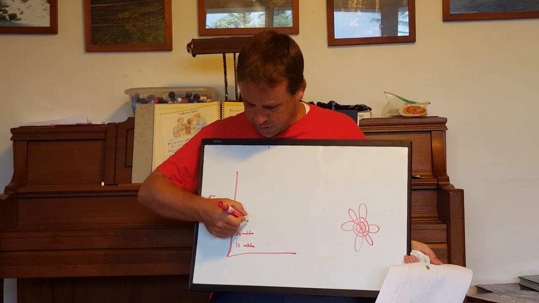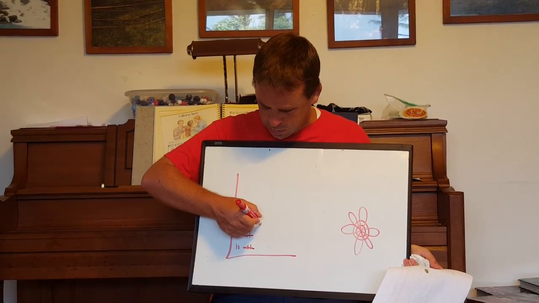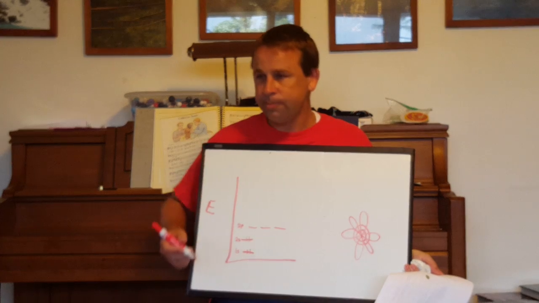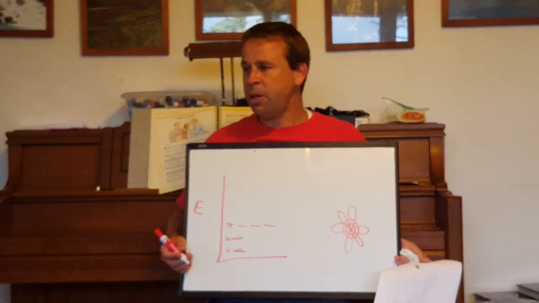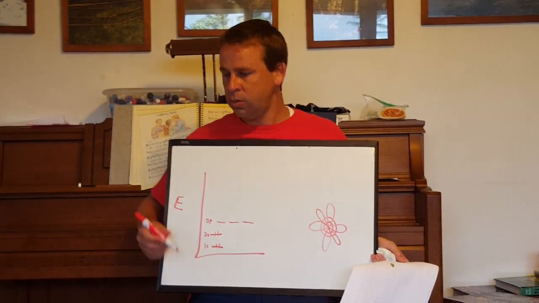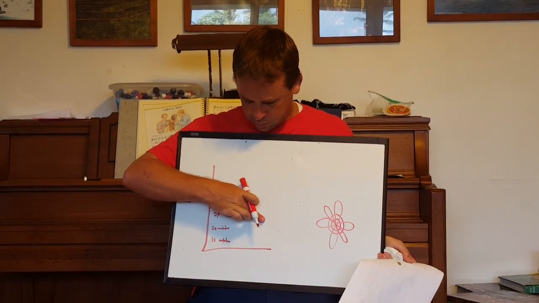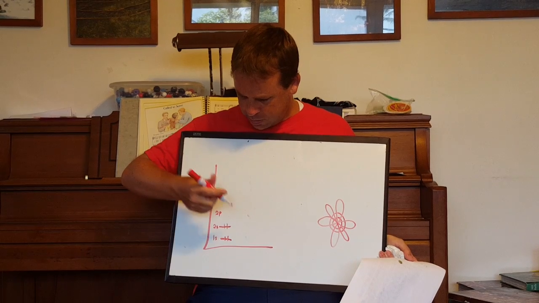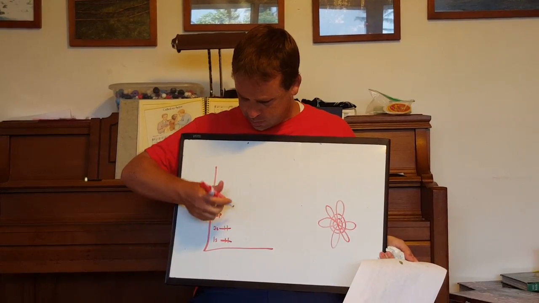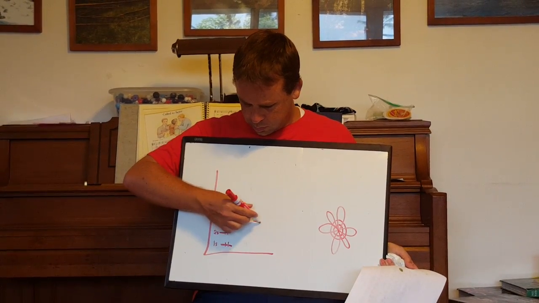All right, so 2p, how many orbitals did we say? 1, 2, 3. How many electrons in each orbital? 2. However, when you fill up orbitals, they actually fill up like this. Here are the orbitals.